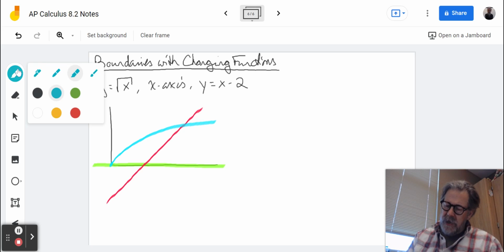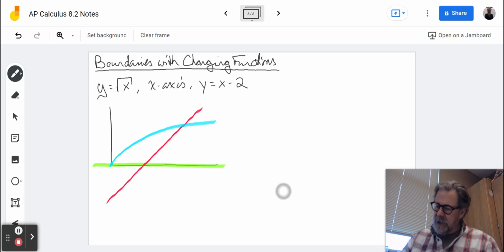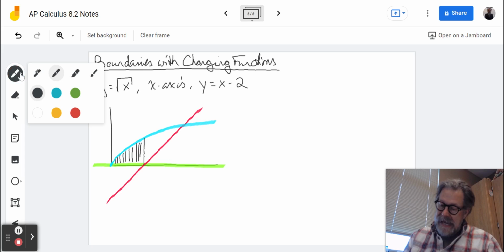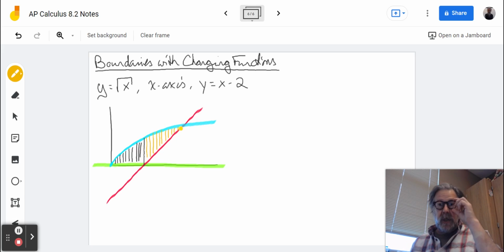So what we want to do on this is we're just going to go ahead and split this into two completely distinct regions. We're going to split it right there because the area of this will be square root of x minus 0. And the area of this will be square root of x minus 2.